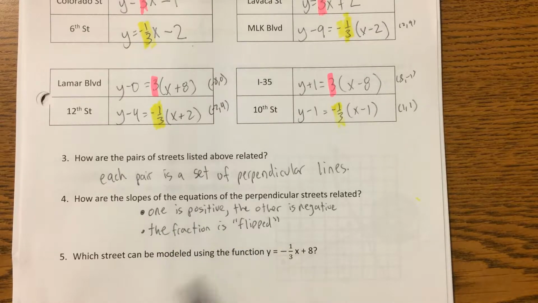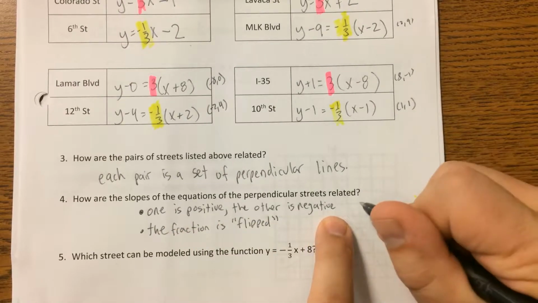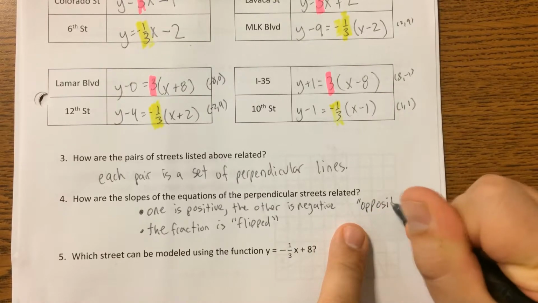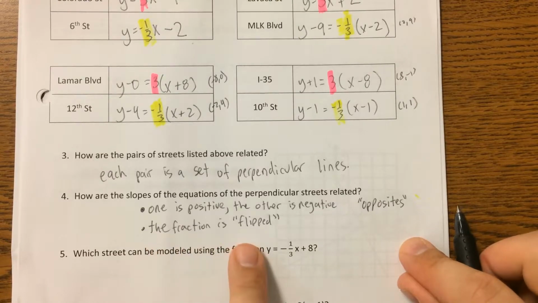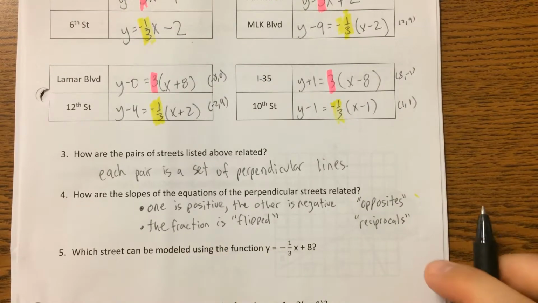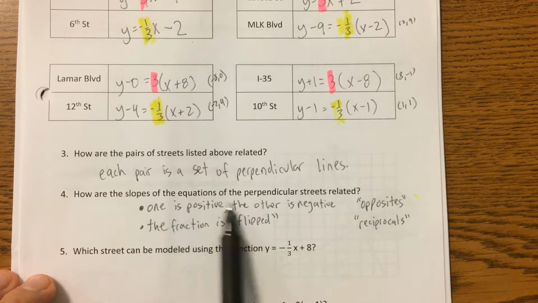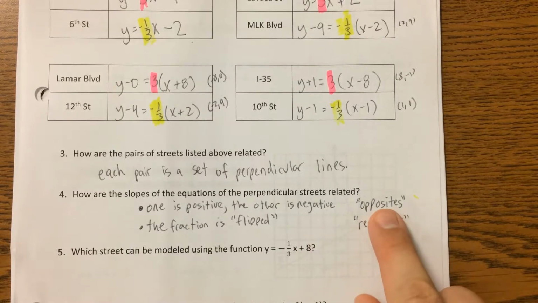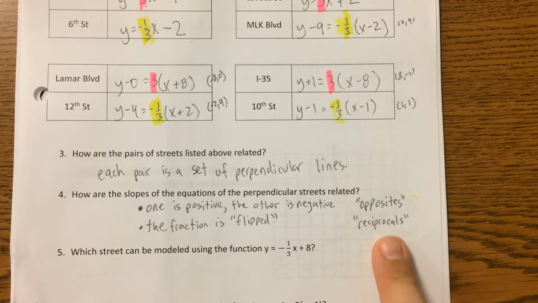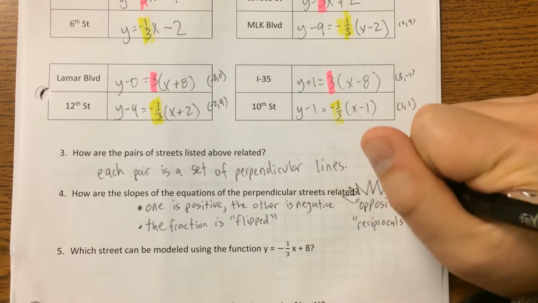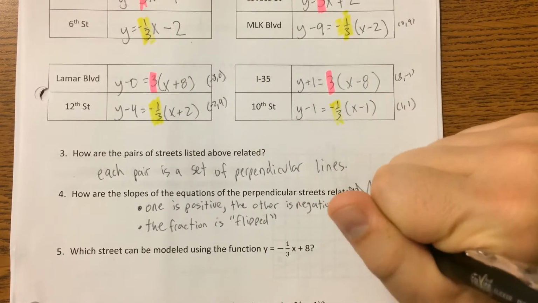Now there's a better way to describe the relationship between these slopes. Basically you're going to have these two statements, but we can say it a little bit more efficiently. We say one is positive, the other is negative. We can say that the two slopes are opposites, and when the fraction is flipped, we say they are reciprocals. So if you want to describe the relationship between the slopes of perpendicular lines, you say they're opposite reciprocals. Okay? So that's pretty important here. We're going to keep referring to that idea of the slopes being opposite reciprocals as we go forward.